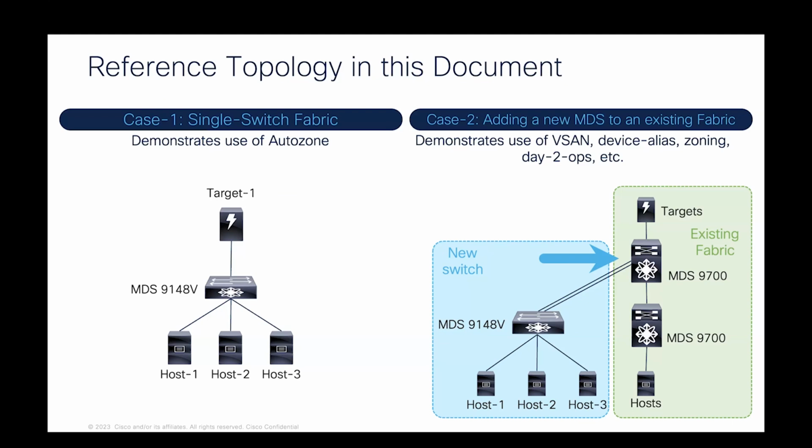The other scenario that I'll show you today is, let's say you have an existing fabric, and that fabric can be a big fabric like the 2 switch fabric that I'm showing here. But the existing fabric can have only one switch. And what I'll show you today is how you take a new switch that probably has been shipped to you from the factory, and then you configure that switch and add it to the existing fabric, right? So these 2 cases I'll show you today.